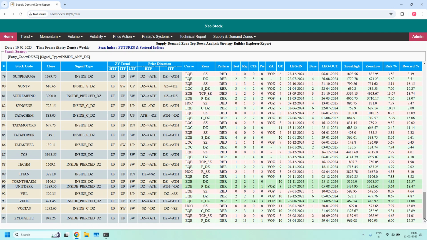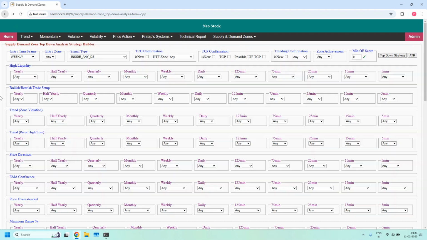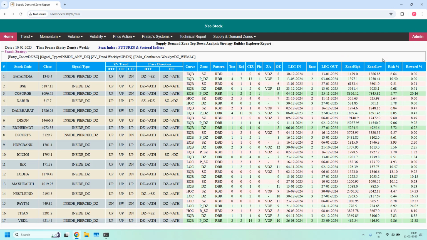Out of these 95, how many weekly demand zones are having weekly EMA Confluence? Let us identify. Going back in the EMA Confluence at weekly time frame, I am setting the filter weekly demand zone having weekly EMA Confluence, and trend on the weekly should be either up or down but not sideways. So with these filters, now the list has come down to 17 stocks. That means out of 95 stocks, these 17 stocks, weekly demand zones are having weekly EMA Confluence. And of course, current price closed inside the weekly demand zone. So these zones are having high probability compared to the remaining weekly demand zones.